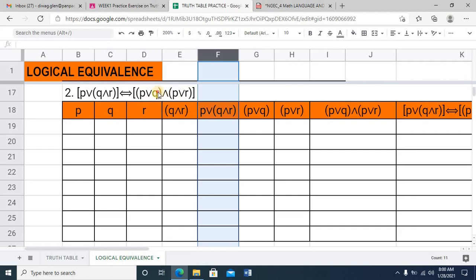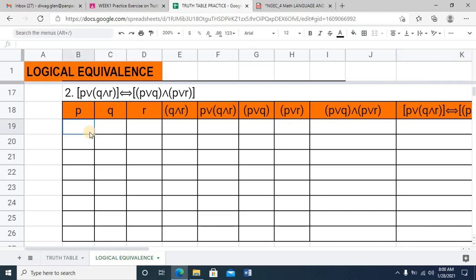On the right side of the statement, we also work it out on the simplest form. We have P or Q, so this would be the column. We have another P or R, so this would be the column. And now the combination of this column using conjunction and, so this would be the column. So this would be your right side statement. And then finally, we work it out with the whole statement using the biconditional if and only if.